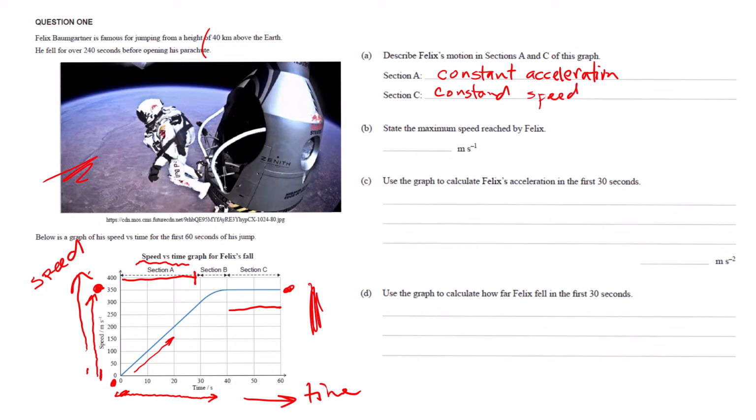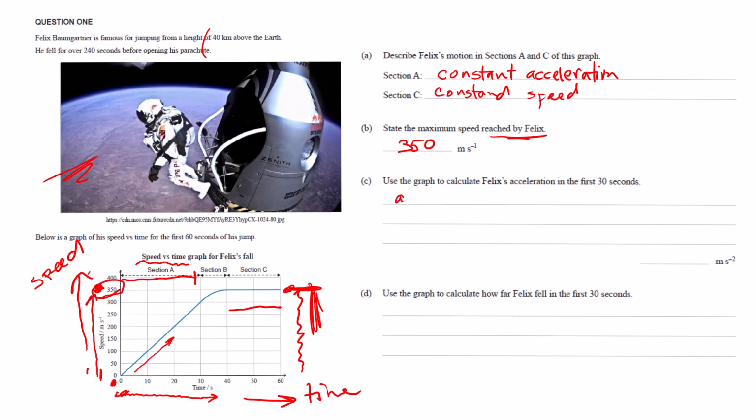And state the maximum speed reached by Felix. We can see again that the speed increases up into this maximum here of 350 meters per second. Use the graph to calculate Felix's acceleration for the first 30 seconds.